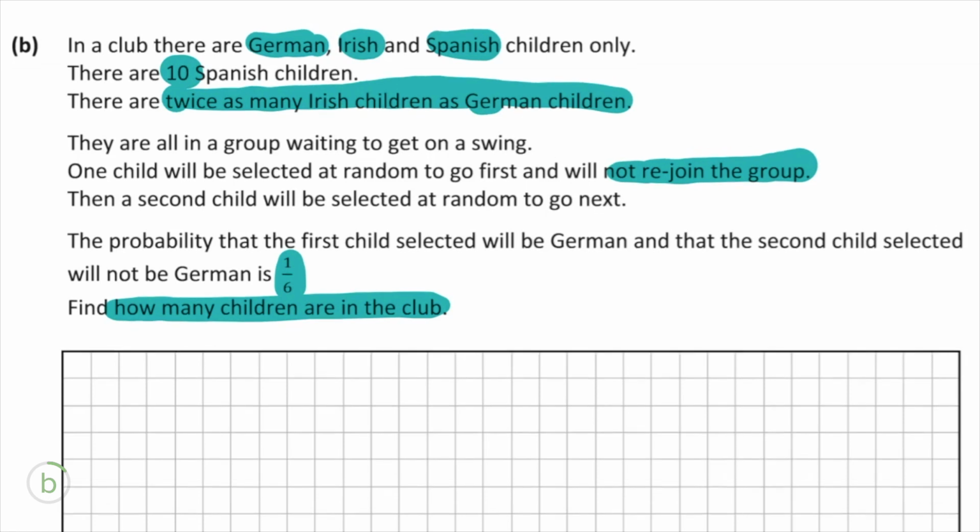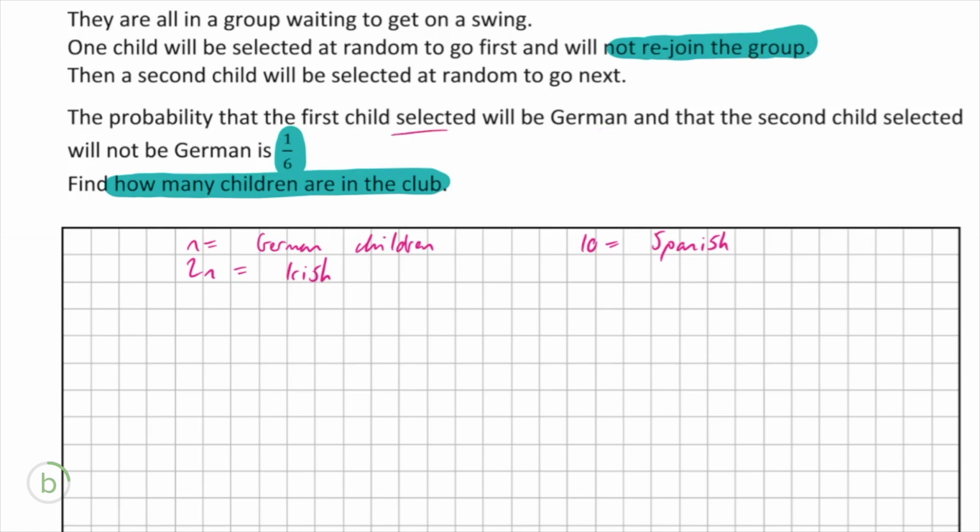Okay, so we're going to let the number of German children in the club be n, and based on this we're going to work out everything else in terms of n, and then eventually find the value of n, which will then help us find the value of the total number of children in the club. Okay, so if n is the number of German children, we know that 10 are Spanish, and we know that 2n are Irish, because they've told us that up here. So the probability that the first child selected will be German is just the number of German children in the club over the total number of children in the club.